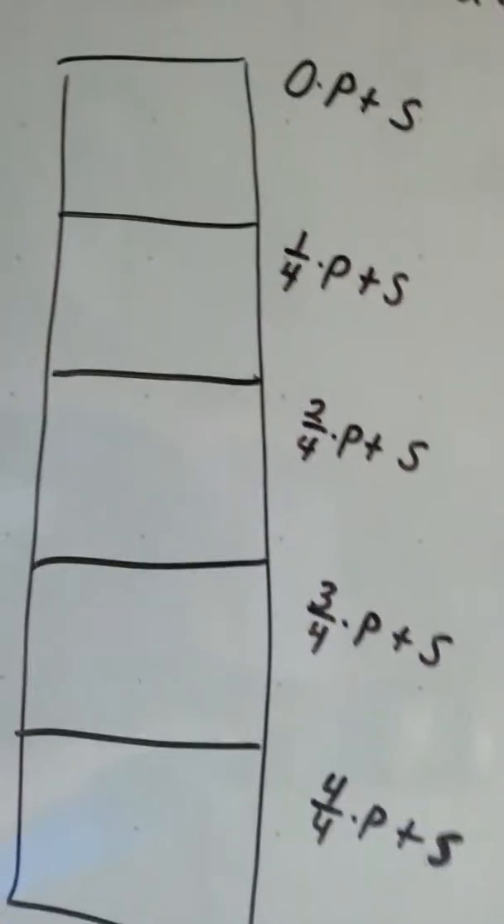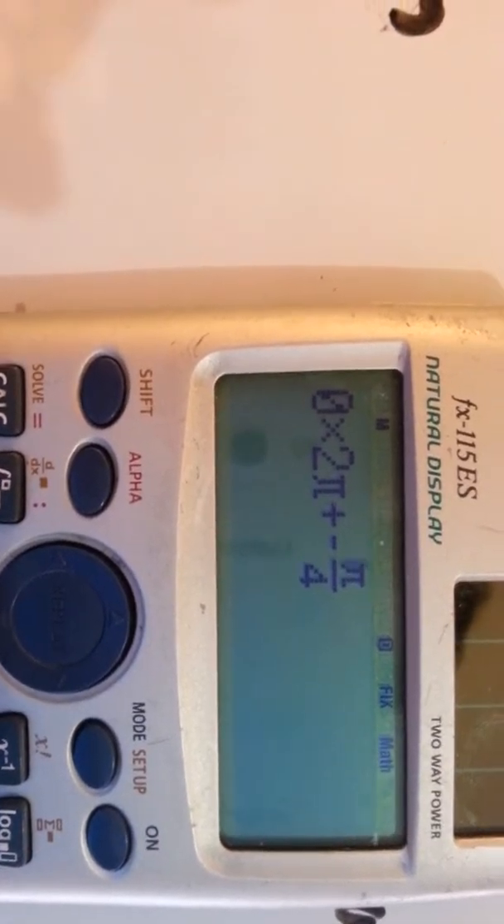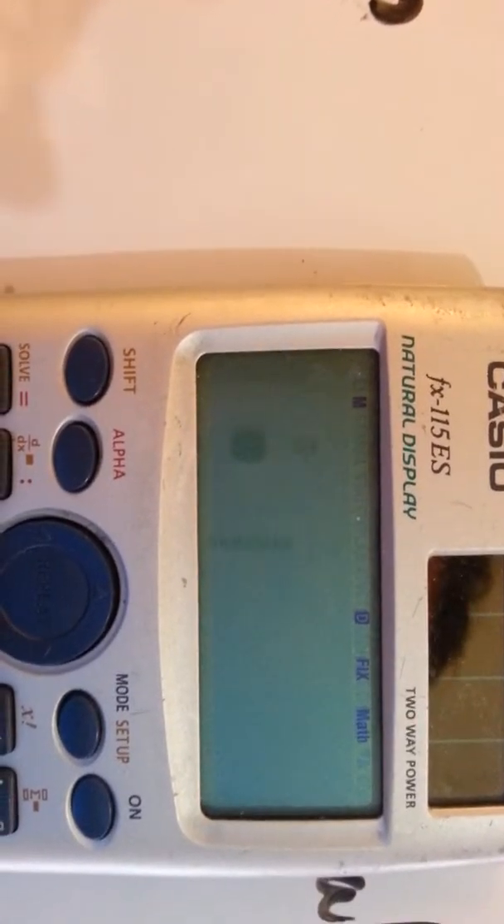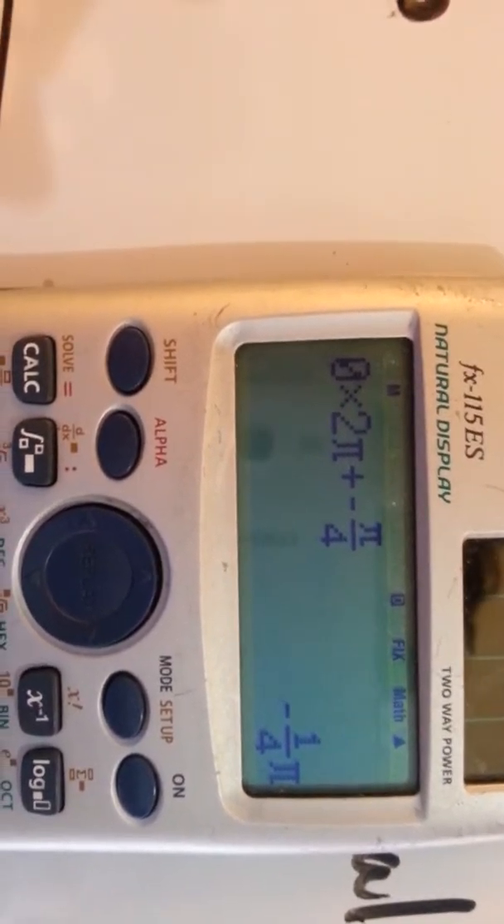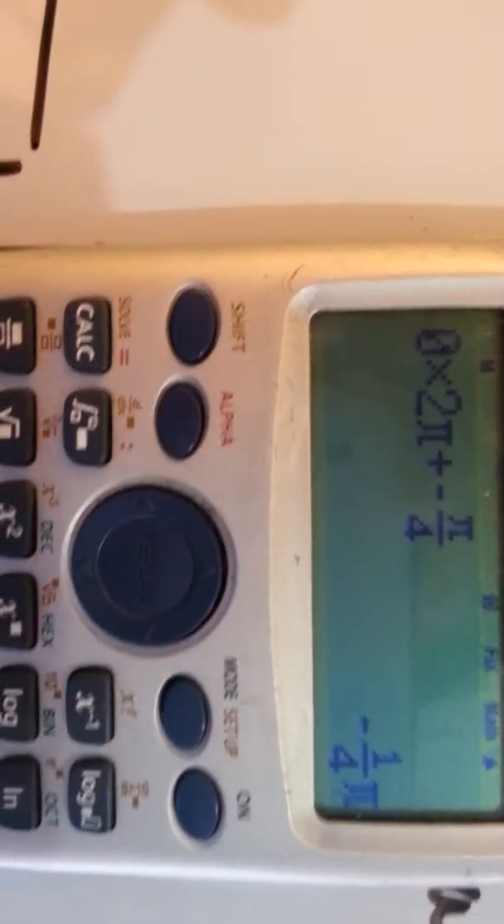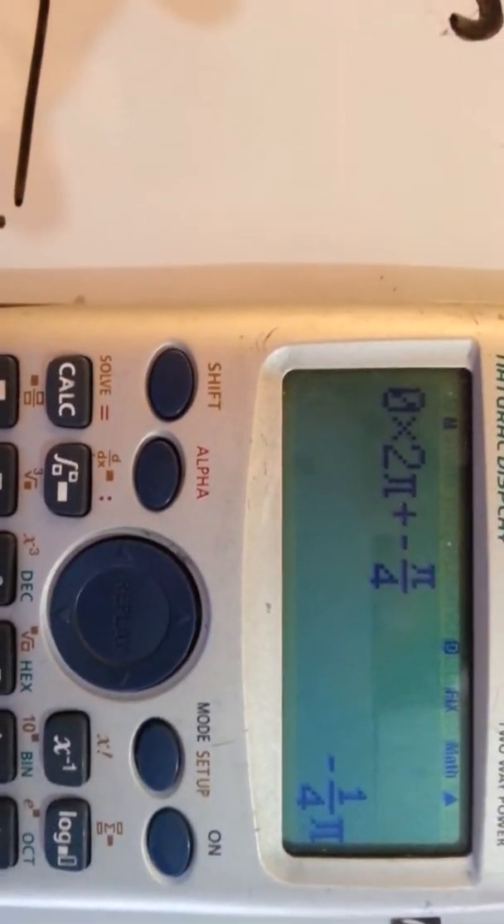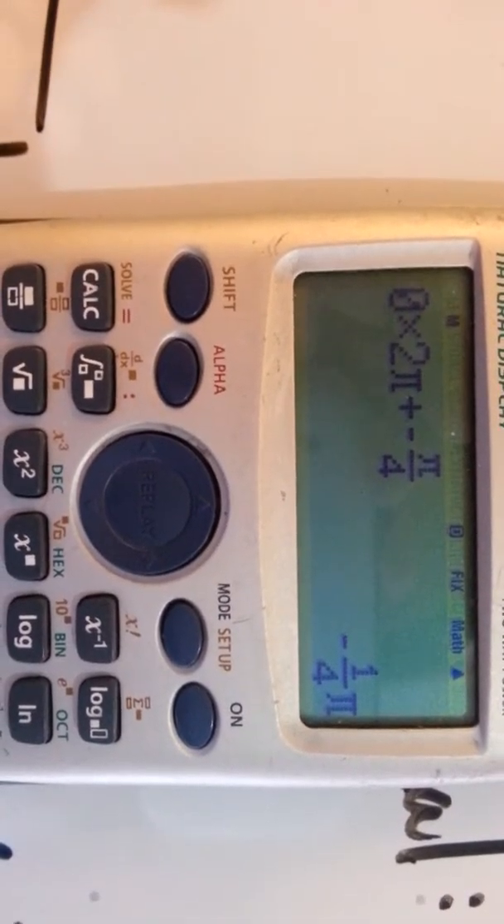And I'm going to show you on the calculator. Okay, hold on. Alright, this is what it looks like on the calculator. And then you press enter. And that would be the answer. Now this is because this calculator accepts pi. So what does it look like when the calculator doesn't accept pi? I'm going to show you that. First I'm going to write down the answer. Negative 1/4 pi.